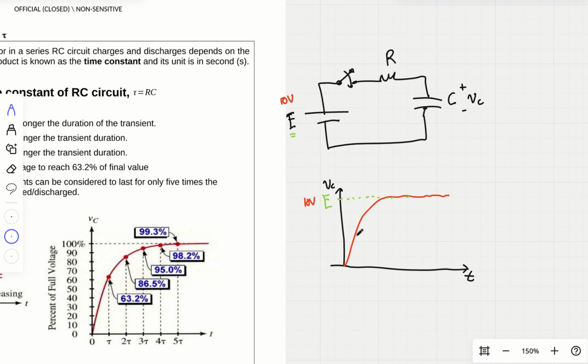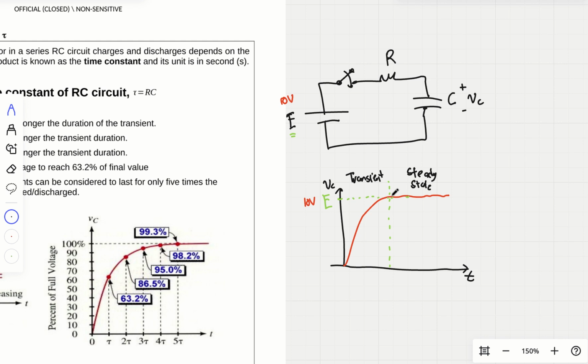If we look at this curve, we can divide it into two sections. This part we call the transient, and this is the steady state. A transient is a section where the curve is changing, and steady state is where it has already reached the maximum value and is saturating.